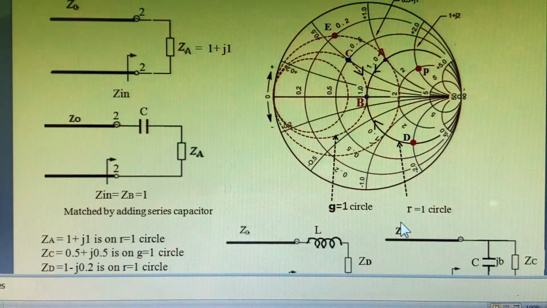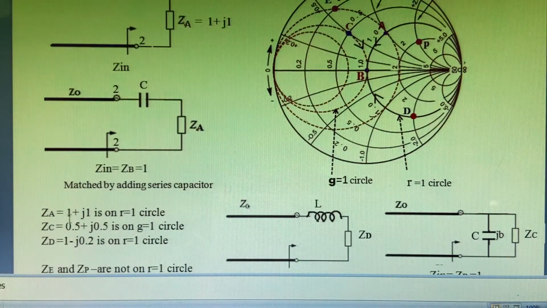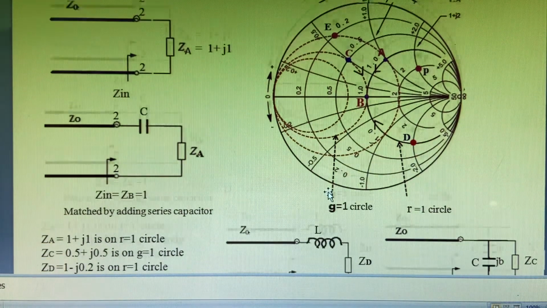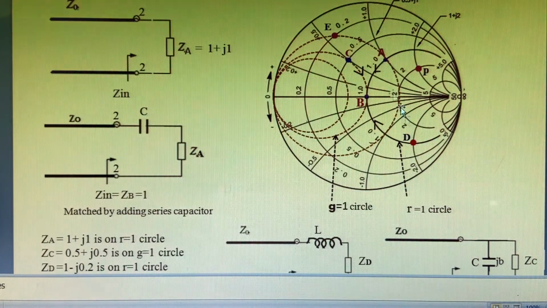So now, as we discussed in these examples, the points C, A and D have impedances on the G equal to 1 circle, or on the R equal to 1 circle, as observed from here. See this point D, this is on the R equal to 1 circle. Similarly, A is on the R equal to 1 circle. C is on the G equal to 1 circle.